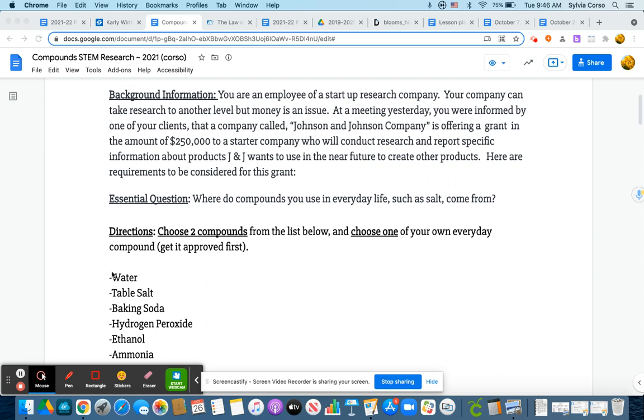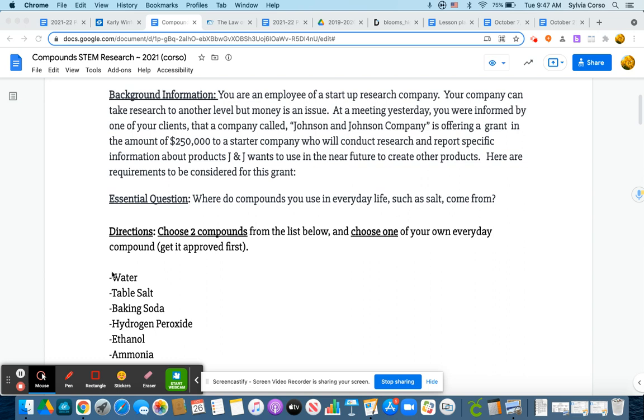I want you to imagine that you are an employee of a startup research company. Your company can take research to another level, but money is another issue. At a meeting yesterday, you were informed by one of your clients that a company called Johnson & Johnson is offering a grant in the amount of $250,000 to a startup company who will conduct research and report specific information about products Johnson & Johnson wants to use in the near future to create other products.